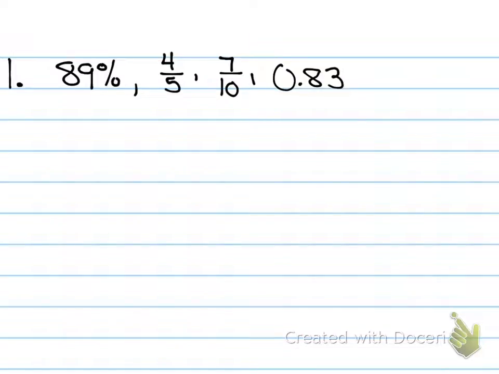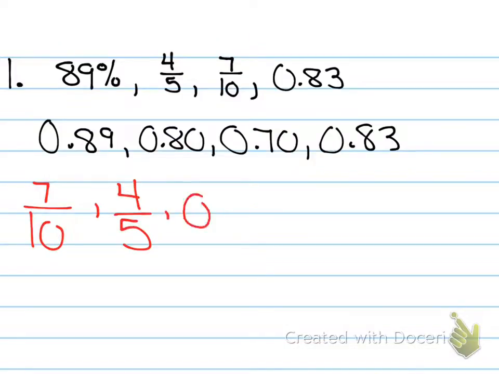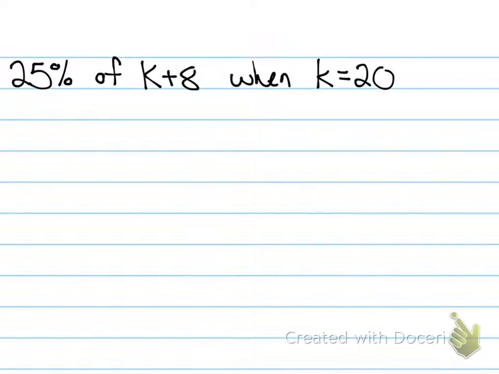89% is a decimal what? 0.89. 4/5 is 0.8. 7/10 is 0.7 and 0.83. So which one's the smallest? 7/10. What about the next smallest? Then? And 89%. Who got it right? All right, awesome.